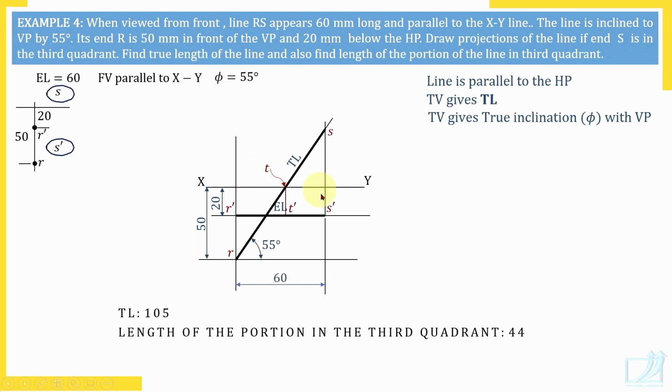So all given dimensions we have inserted, and whatever is asked in the problem, that is true length of the line and length of portion of the line in third quadrant, that you write nearby the drawing properly. It is not necessary to mention unit here, because always for the entire drawing sheet we write one statement: all dimensions are in millimeter. In this lecture we solved problems on lines inclined to only one of the two reference planes. Lines inclined to both the reference planes we will study in the next lecture.